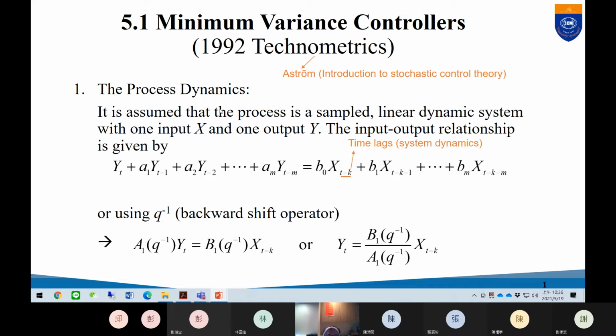So this is the first one, process dynamics. It is assumed that the process is simple, so linear. This is a linear dynamic system with one input variable and one output variable. So the input and output relationship can be given by this.